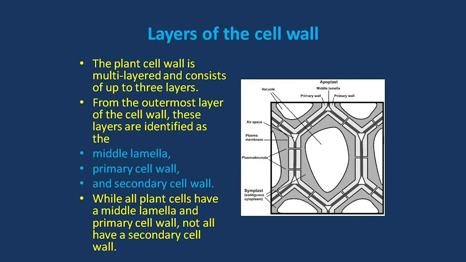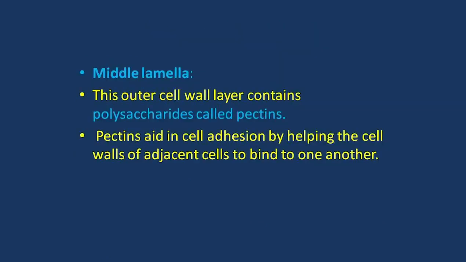The plant cell wall is multi-layered and consists of up to 3 layers. The outermost layer is called the middle lamella, then comes the primary cell wall, and then comes the secondary cell wall. While all plant cells have a middle lamella and primary cell wall, not all plant cells have a secondary cell wall. Let us look at the middle lamella. The outermost layer of the cell wall is called the middle lamella. It contains polysaccharides and pectins. Pectins aid in cell adhesion by helping the cell walls of adjacent cells to bind to one another.